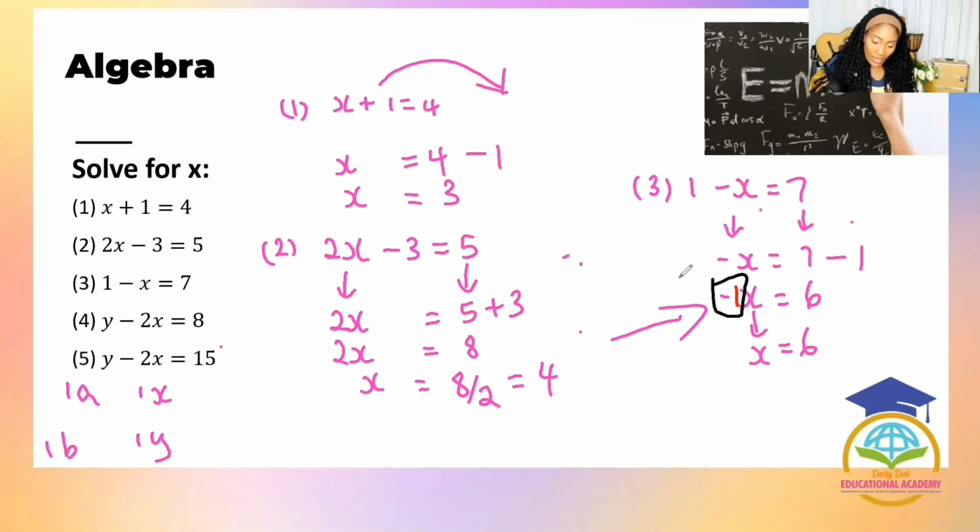So we'll end up with x. Oops, sorry about that. Right, so we will end up with x, bring down the x, so we have x is equals to 6 divided by minus 1. X is equals to minus 6.